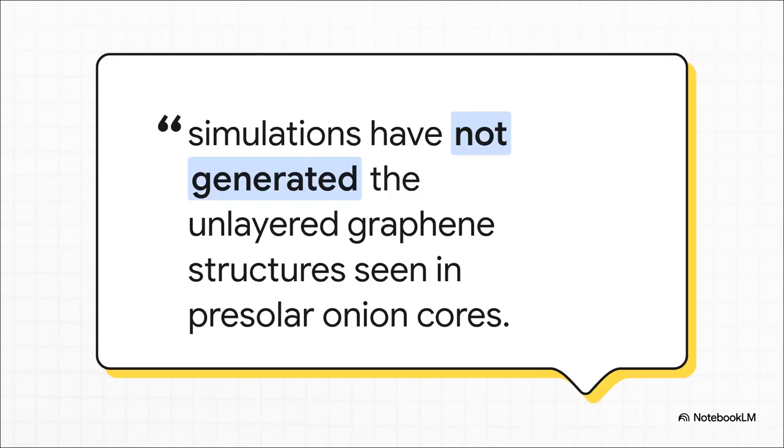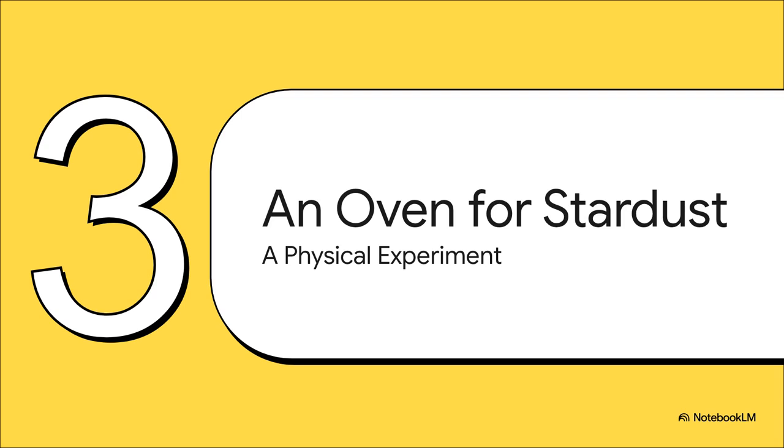And this was the big problem. Our best and most powerful computer simulations, they just couldn't do it. Scientists tried everything, modeling the extreme conditions around these stars, but no matter what they did, the simulations could never, ever replicate that messy, unlayered graphene structure they were seeing in the real-deal pre-solar onions. So what do you do when your most powerful computers can't crack the puzzle?